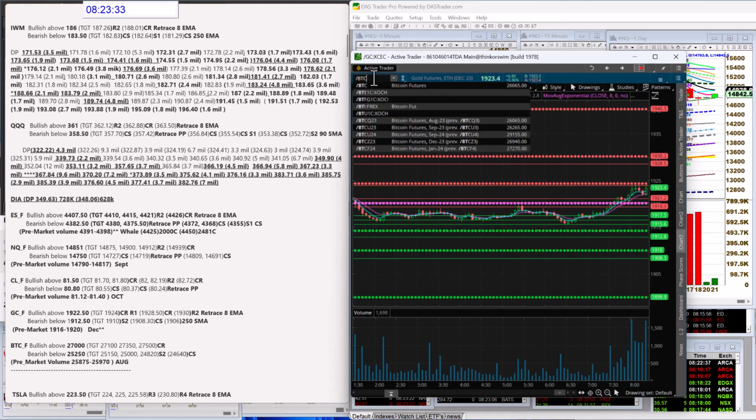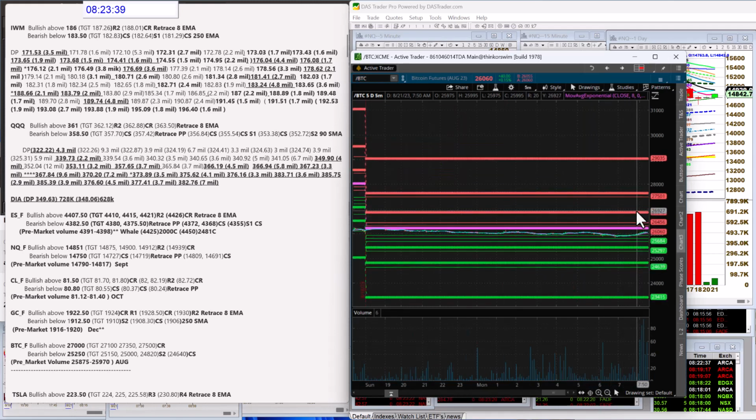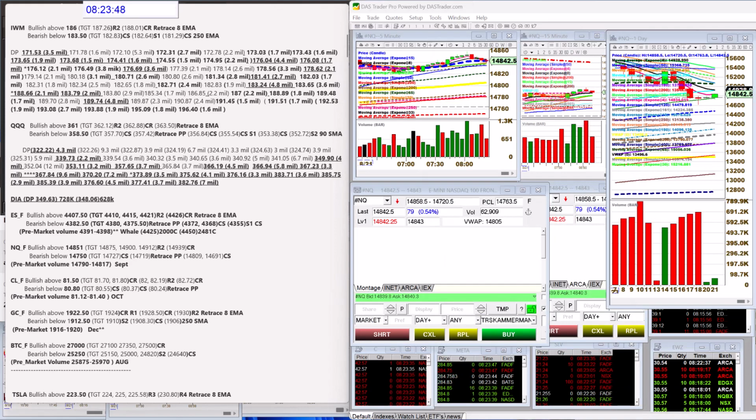Let's check out crypto. Bitcoin futures up slightly this morning. Bullish above 27,000. And we're going to be bearish below 25,250.